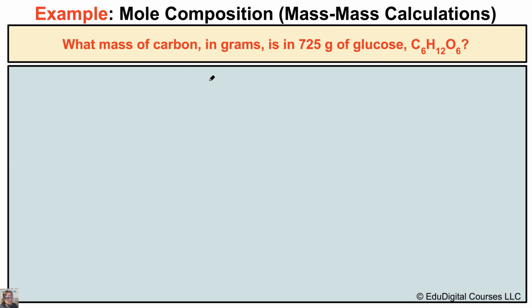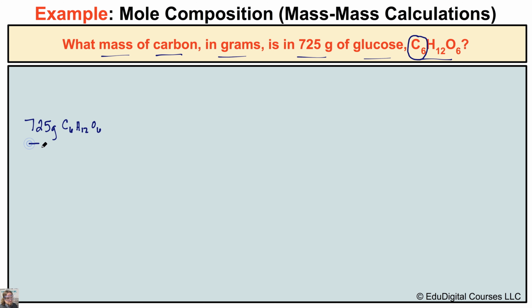In this example it says, what mass of carbon in grams is in 725 grams of glucose, or C6H12O6? So what we know is we have 725 grams of this stuff called glucose, C6H12O6. And what we want to know is the mass of just carbon in this if we have 725 grams of it. So how are we going to do this problem?